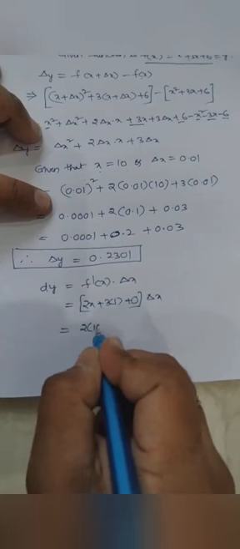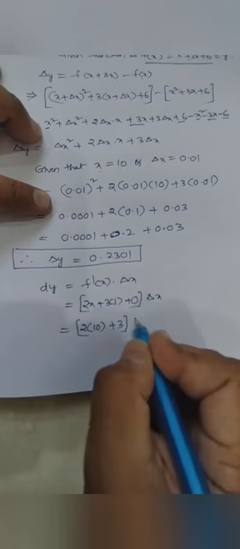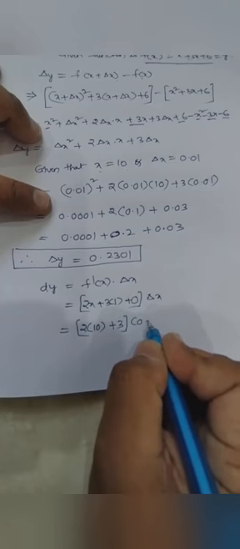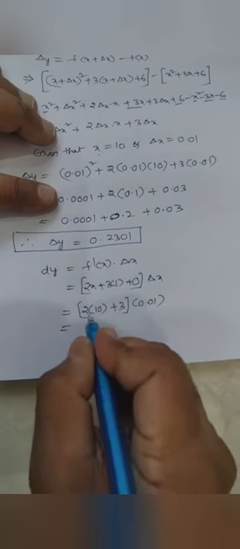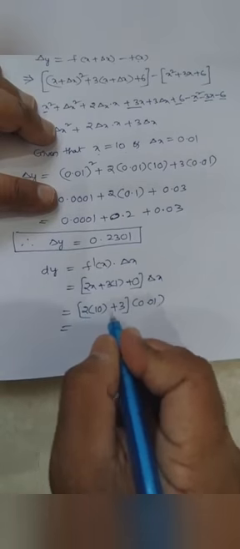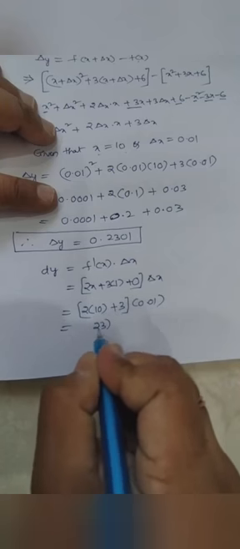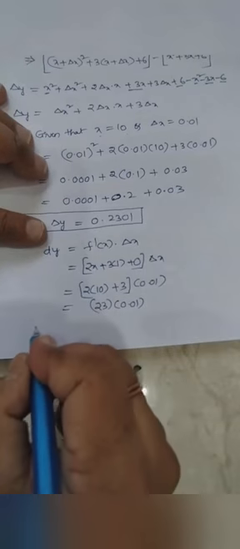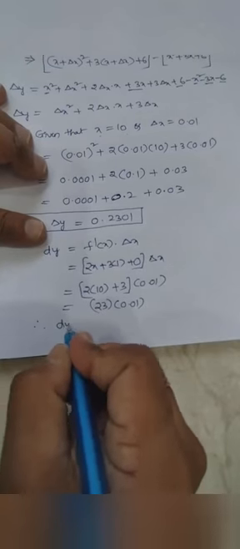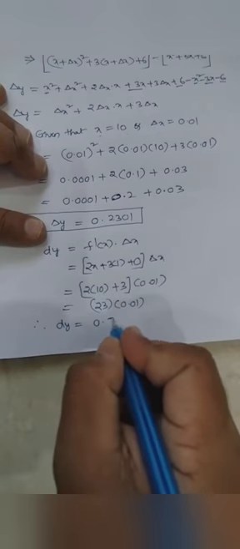So 2 into x is what now, 10, plus 3 into delta x is what now, 0.01. Okay, so now it is what now, 2 into 10 is 20, plus 3 means it is 23, into 0.01. Therefore dy is equal to what I am going to get, 0.23.